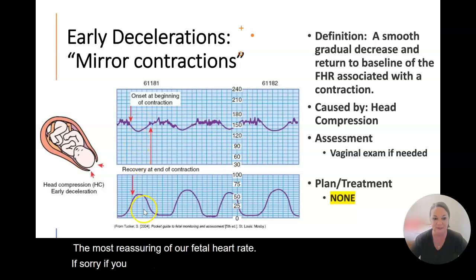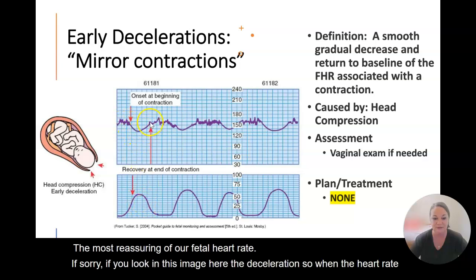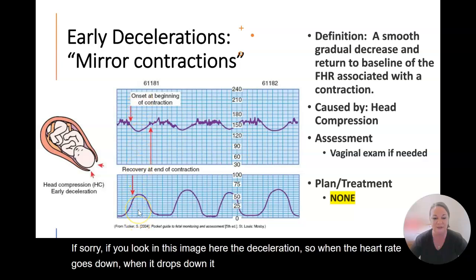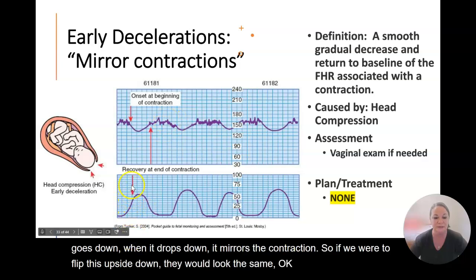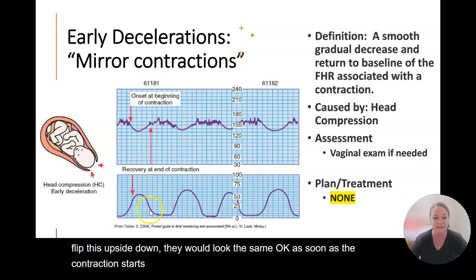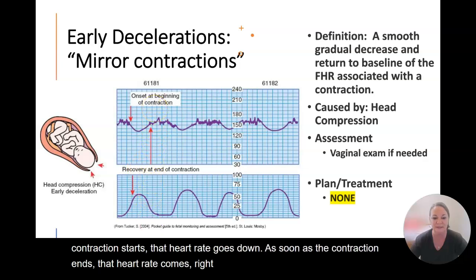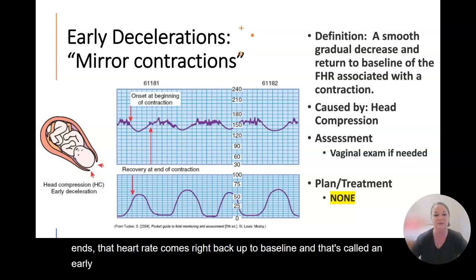If you look in this image here, the deceleration, so when the heart rate goes down, when it drops down, it mirrors the contraction. So if we were to flip this upside down, they would look the same, okay? As soon as the contraction starts, that heart rate goes down. As soon as the contraction ends, that heart rate comes right back up to baseline. And that's called an early deceleration. It mirrors the contractions.